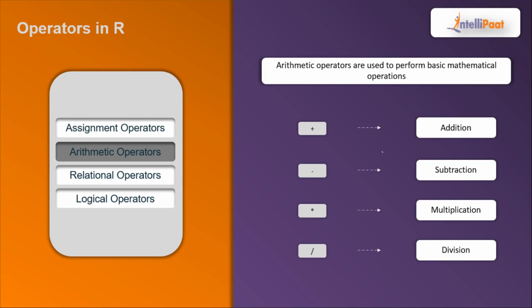Now let's head on to arithmetic operators. So these arithmetic operators are used to perform basic mathematical operations. And these are the different arithmetic operators which we have in R. So this plus symbol over here helps us to add two variables. Then we have this minus symbol which helps us to subtract two variables. Then we have this asterisk symbol which helps us to multiply two variables. And finally we have this forward slash which stands for division. So with the help of this we can divide two variables or two operands.